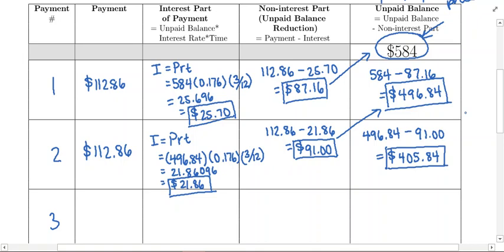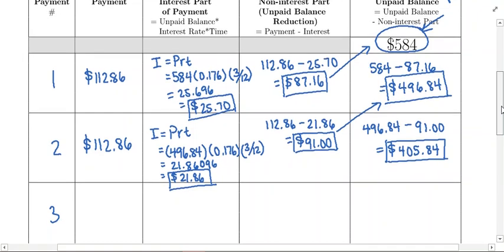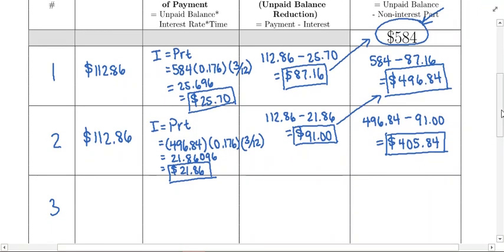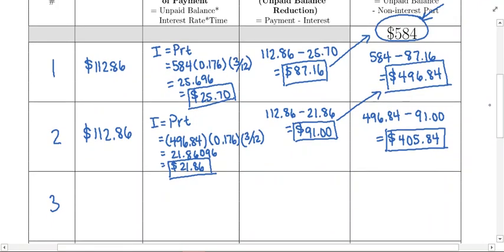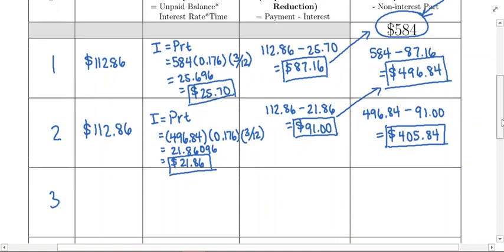All right, so we keep doing this. I'm going to quickly go through this for you so you can see, because we have to do this for all 6 payments. Hopefully you can see how this is working. This is how much you still owe against your purchase price: $405.84 after the second payment.